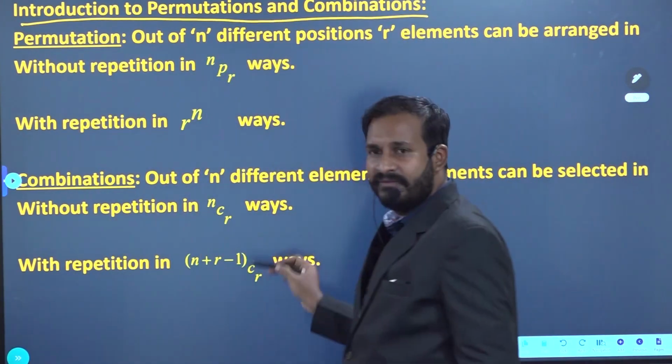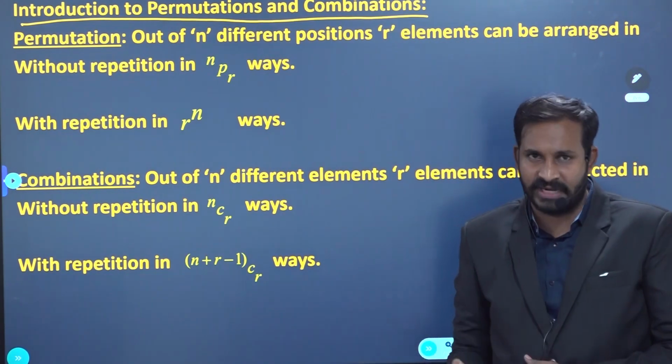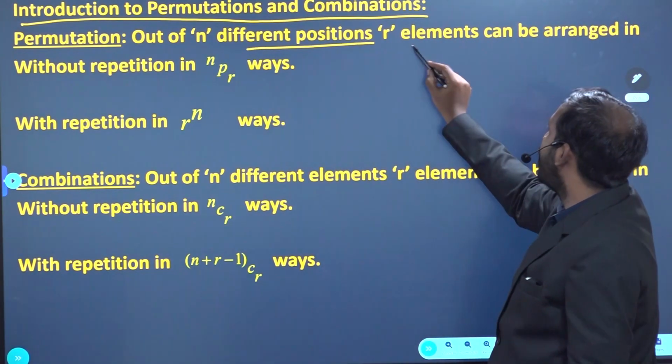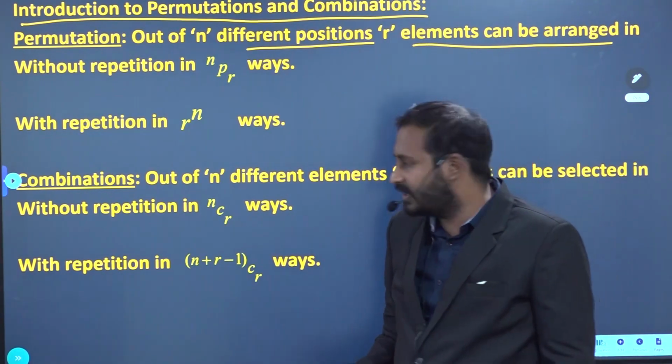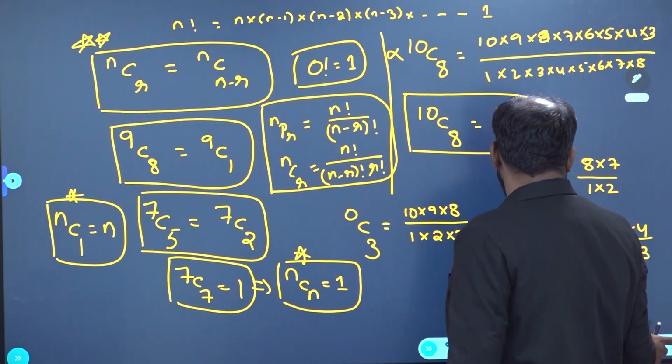Anyway, very rarely are we going to use these formulas. In some exceptional cases, we will try to solve in a generalized manner. But for your knowledge, out of n different positions, R elements can be arranged in... Now here there will be two cases, with repetition and without repetition. What is the difference between with repetition and without repetition?